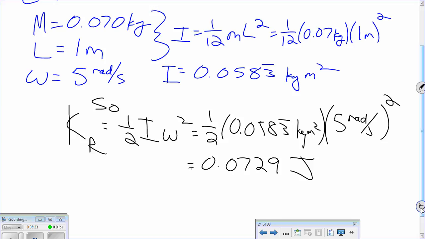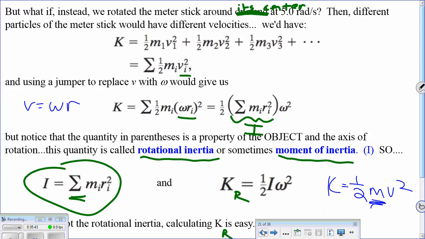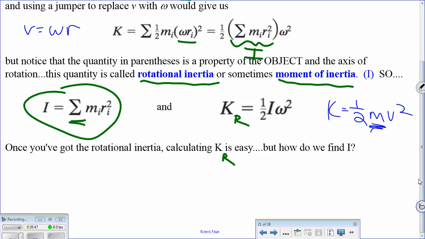All right. Are we good with how we found this rotational kinetic energy? Compare it to the kinetic energy of the meter stick just moving at 5 meters a second. It's much smaller for 2 reasons. What was the kinetic energy before? It was like 0.8, right? Okay, cool. So it's smaller.